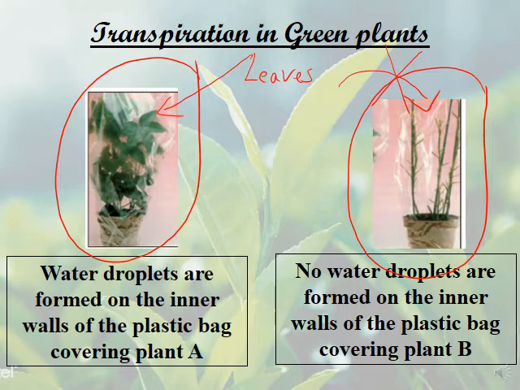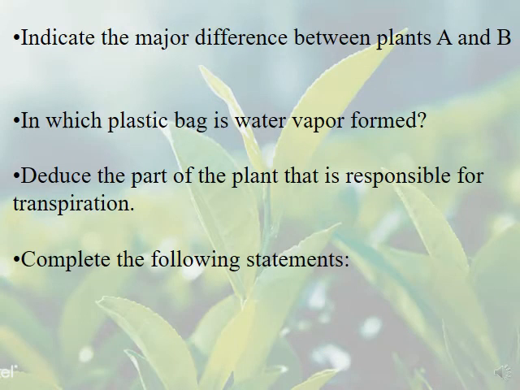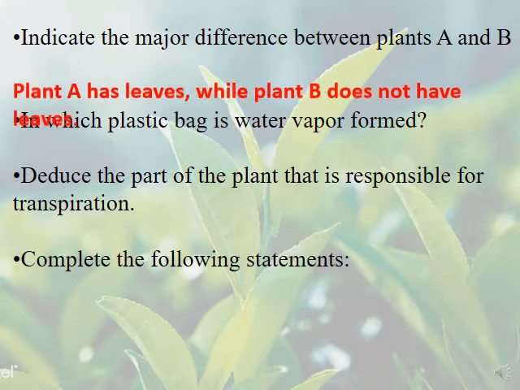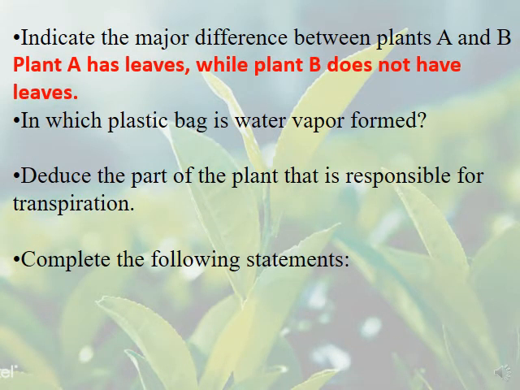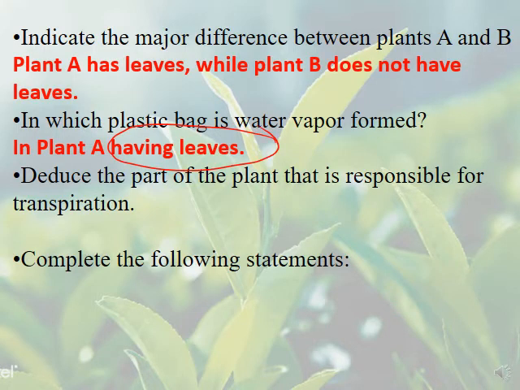So what do you think? What is the cause? Here, the major difference between the two plants A and B, which is called the variable factor, is that plant A has leaves. However, plant B doesn't. In which plastic bag is water vapor formed? It's formed around the plastic bag of plant A that has leaves. Which part is responsible for the transpiration, the loss of water vapor? It's the leaf. So the leaves are the part responsible for transpiration.